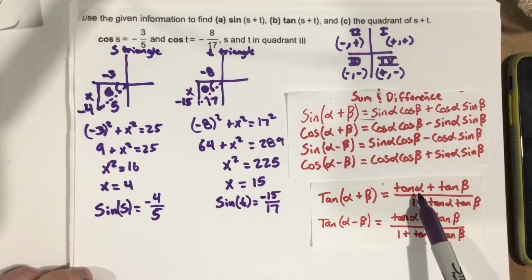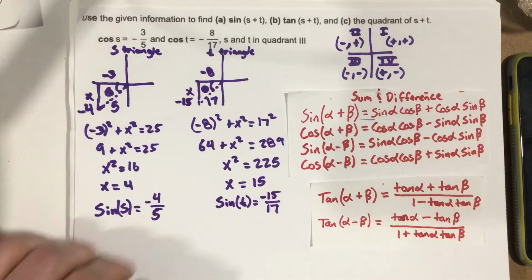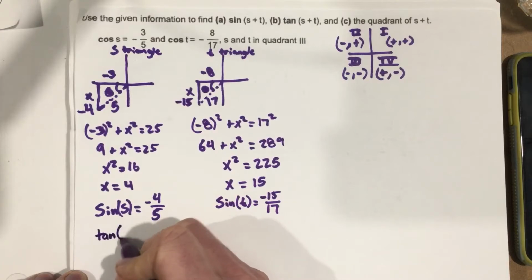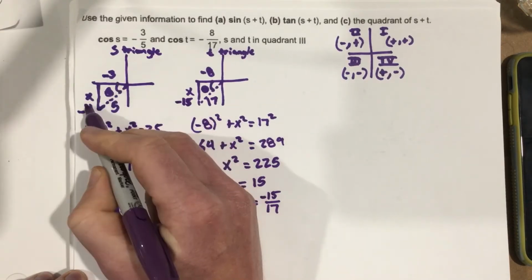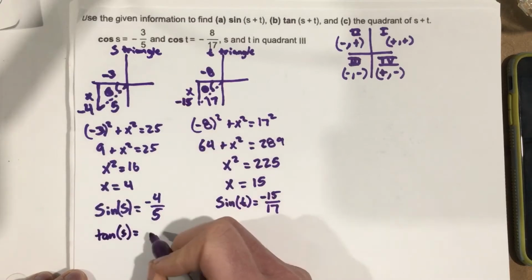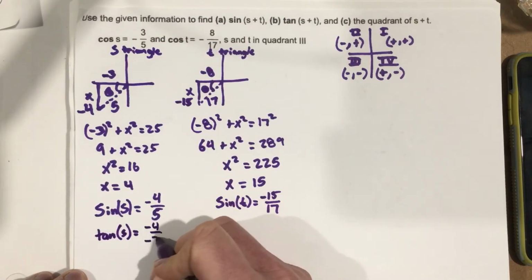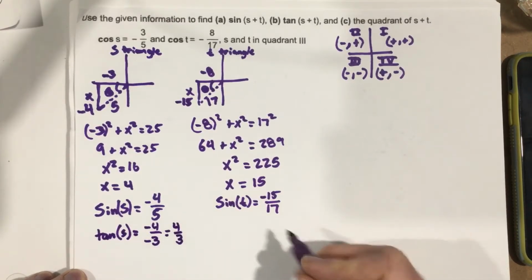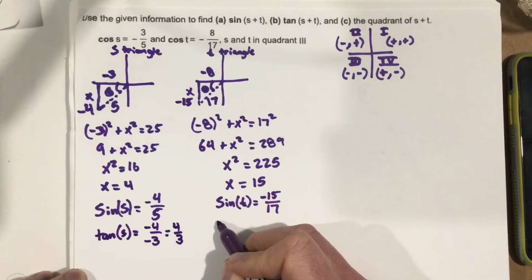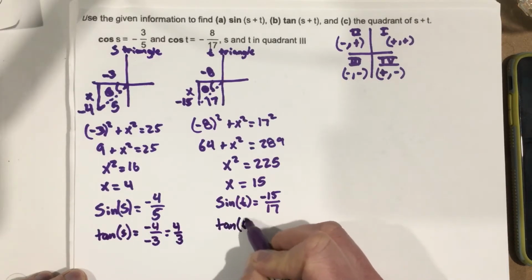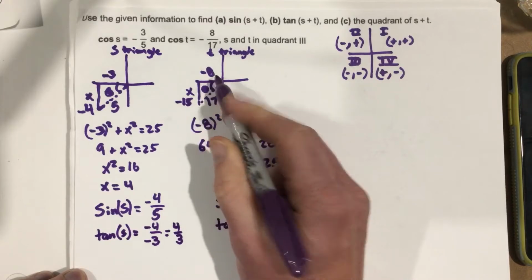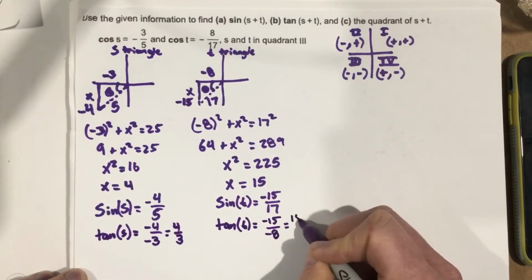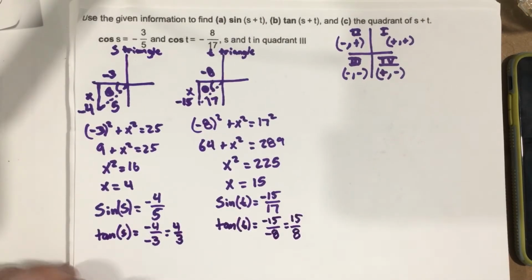But for the tangent one, we need the tangent of s and the tangent of t. So we need to go back in here and say that this is tan s, and we can get this easily because that's the opposite over the adjacent. So that's negative 4 over negative 3, which is 4/3. So tan s is 4/3. And then we can do that same thing for tan t. That's negative 15 over negative 8, which we know to be 15 over 8. Okay, now we're ready to go.